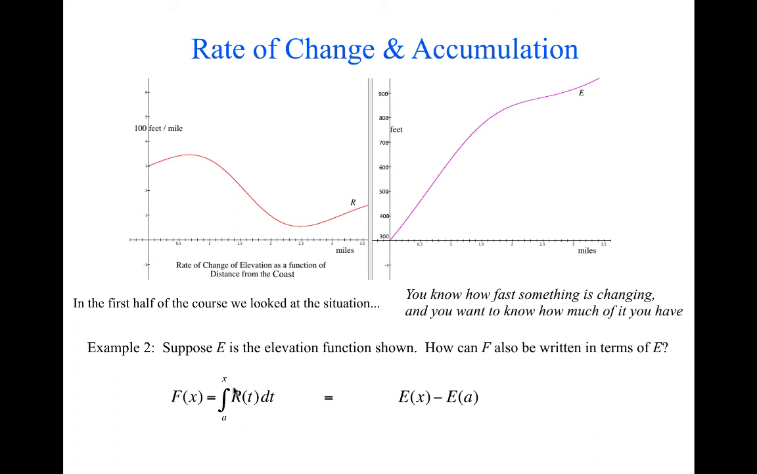This is a three-part equality, but I could put any two together that I wanted, and I could move stuff around the equal sign also. So I could say E of x is equal to E of a plus this, or is equal to E of a plus F of x, which would be a weird thing to write. But these are all equivalent. They just express things in different ways.